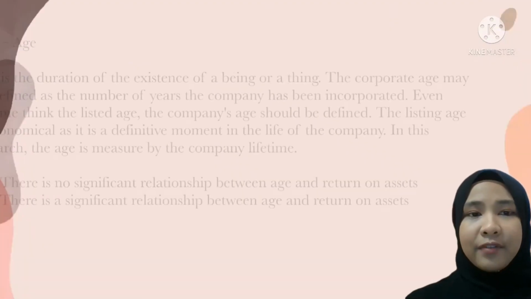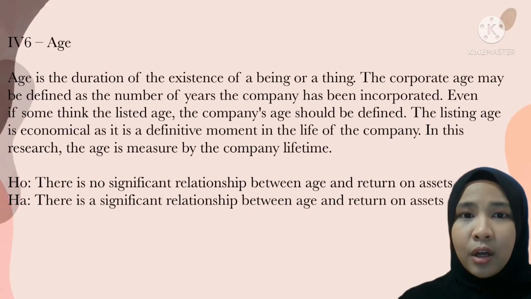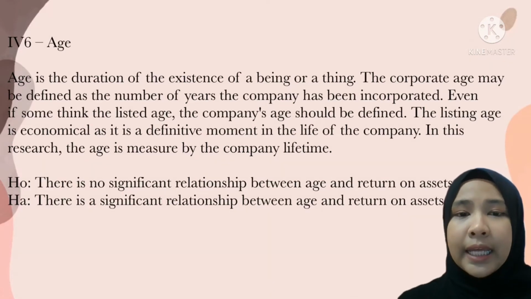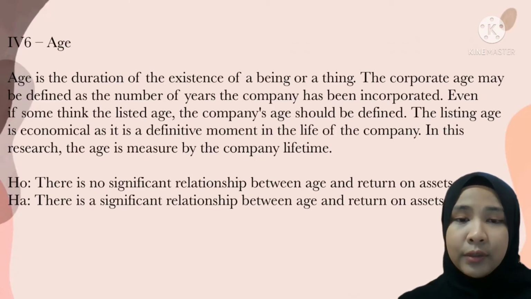And the last IV is age. Age is the duration of the existence of a being or a thing. The corporate age may be defined as the number of years the company has been incorporated. So for the hypothesis for age, for H0, there is no significant relationship between age and the return on asset, and for HA, there is a significant relationship between age and return on asset.